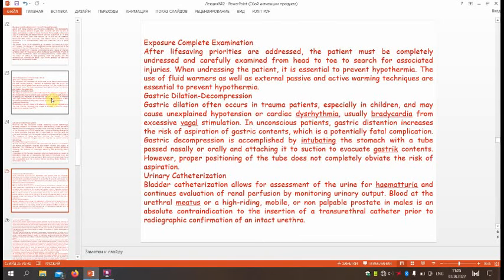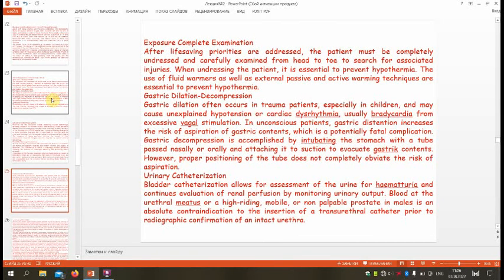Gastric dilation, decompression. Gastric dilation often occurs in trauma patients, especially in children, and may cause unexplained hypotension or cardiac dysrhythmia, usually bradycardia from excessive vagal stimulation. In unconscious patients, gastric distension increases the risk of aspiration of gastric contents, which is a potentially fatal complication. Gastric decompression is accomplished by intubating the stomach with a tube passed nasally or orally and attaching it to suction to evacuate gastric contents. However, proper positioning of the tube does not completely obviate the risk of aspiration.